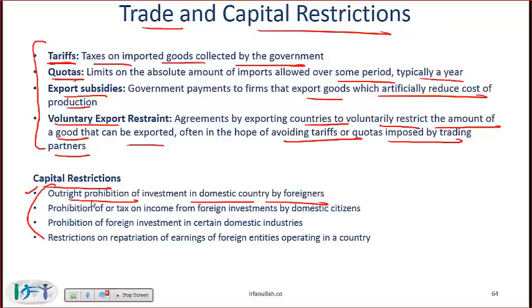So these are the different kinds of capital restrictions. One category is outright prohibition of investment in domestic country by foreigners. Another restriction is prohibition of or tax on income from foreign investments by domestic citizens. You can have a prohibition of foreign investment in certain domestic industries or restriction on repatriation of earnings of foreign entities operating in a country.